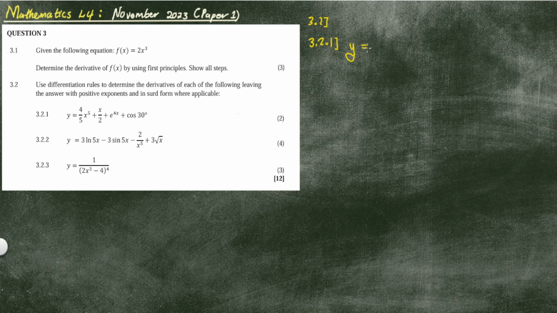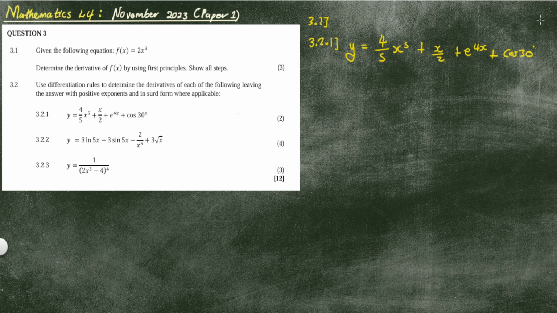We are given this function: 4 over 5 x raised to exponent 5, plus x over 2, plus e raised to exponent 4x, plus cos 30 degrees. How many marks? 2 marks.